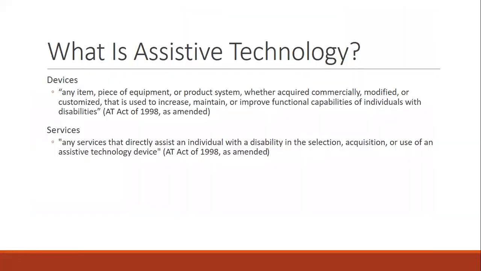Okay, so just to get started, what is assistive technology? That comes in two parts. What we did 2 weeks ago was all about devices, which is any item or piece of equipment or product system, whether acquired commercially or modified or customized, that is used to increase, maintain, or improve the functional capabilities of individuals with disabilities. Or services, which is what we are focusing on today mainly, which is any service that directly assists an individual with a disability in the selection, acquisition, or use of an assistive technology device.